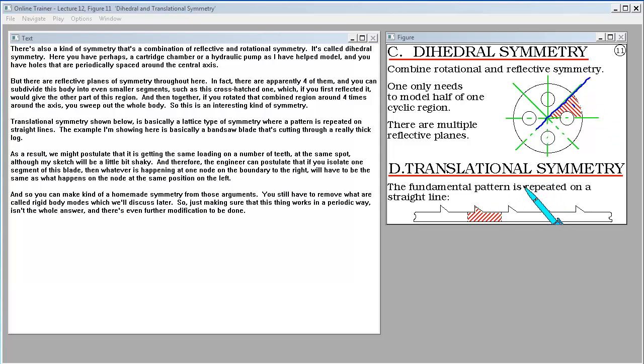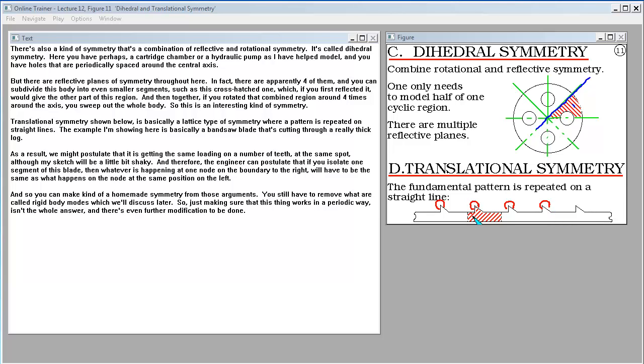Translational symmetry, shown below, is basically a lattice type of symmetry where a pattern is repeated on straight lines. The example I'm showing here is basically a bandsaw blade that's cutting through a really thick log. As a result, we might postulate that it is getting the same loading on a number of teeth at the same spot, although my sketch will be a little bit shaky.